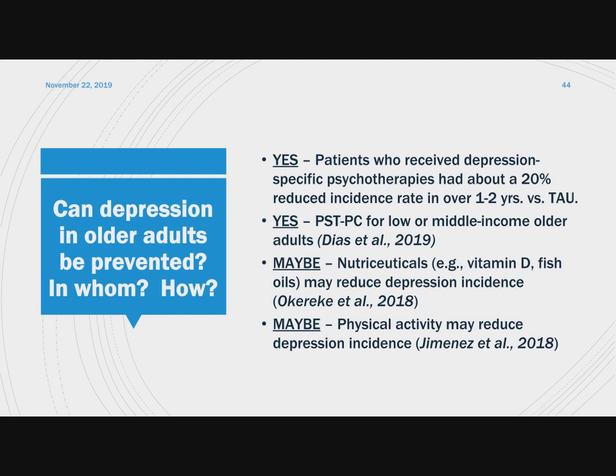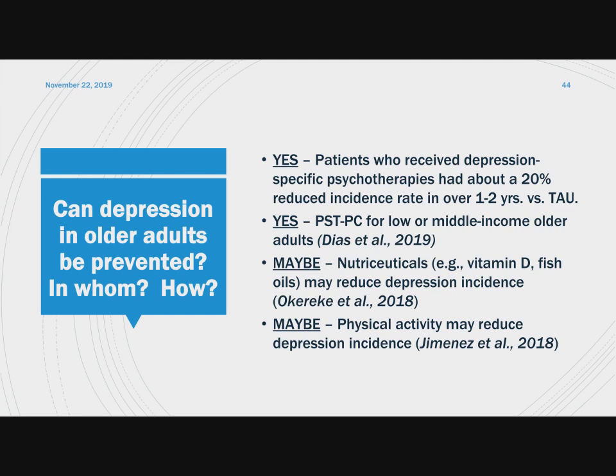The answer is yes. Patients with subsyndromal symptoms of depression, this is again an example of so-called indicated prevention of depression, who receive depression-specific psychotherapies like CBT or IPT or problem-solving therapy, indeed show a 20% reduced incidence rate of major depressive episodes over 1 to 2 years versus treatment as usual. We've also recently shown this to be the case in India in a study using problem-solving therapy for primary care in older adults attending primary care clinics in the rural and urban areas of Goa, India.